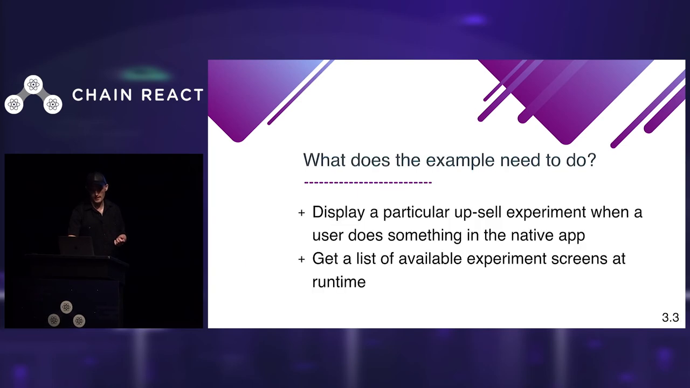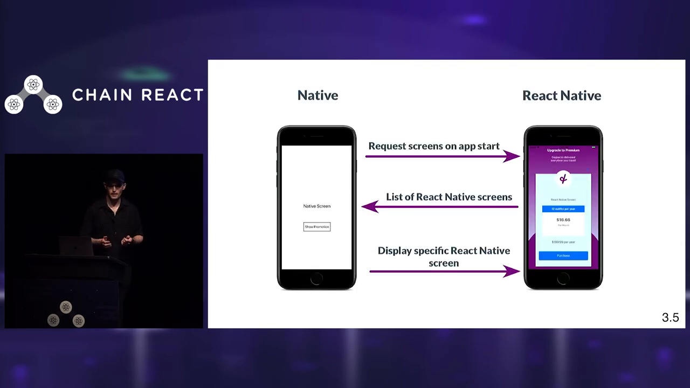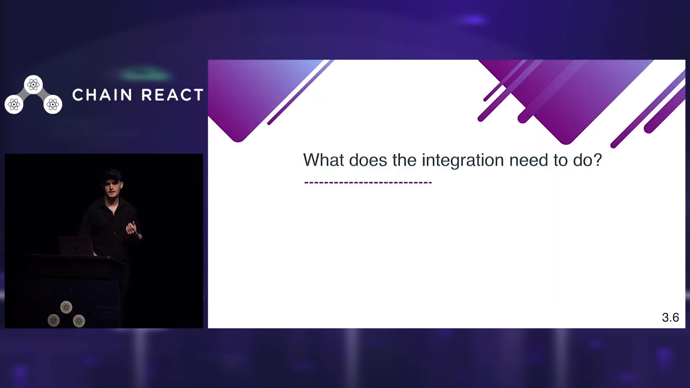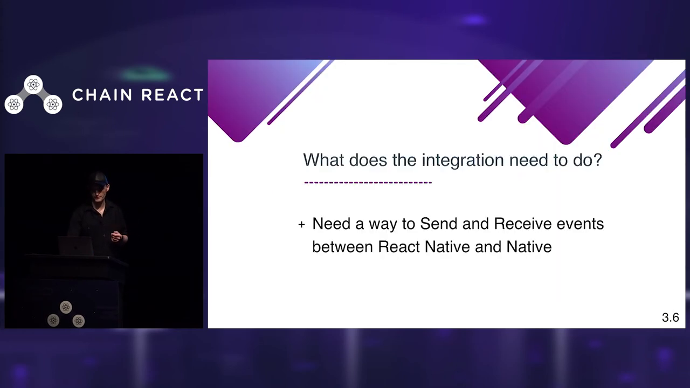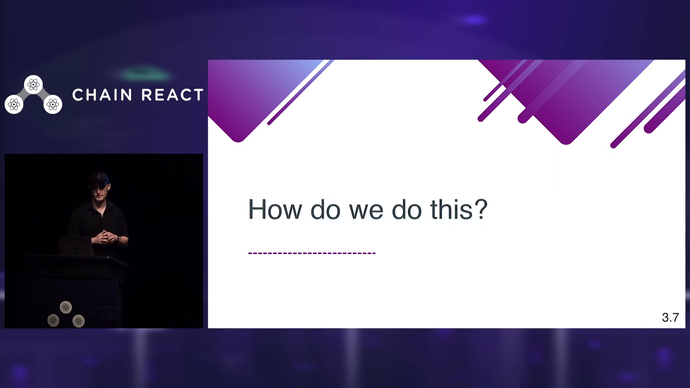So what parts of this demo are React Native powered? As I said before, the white screen is all native and the colored screens are React Native. And this is a rough diagram showing the flow between the two components. So what does our React Native integration need to be able to do? Fundamentally, we need a way to send and receive events between React Native and the native application that you're integrating into. We also need a way to pass data in and out of React Native. So how do we do this?